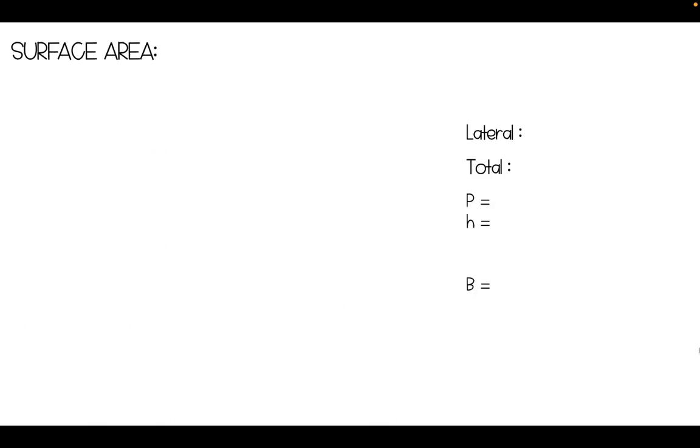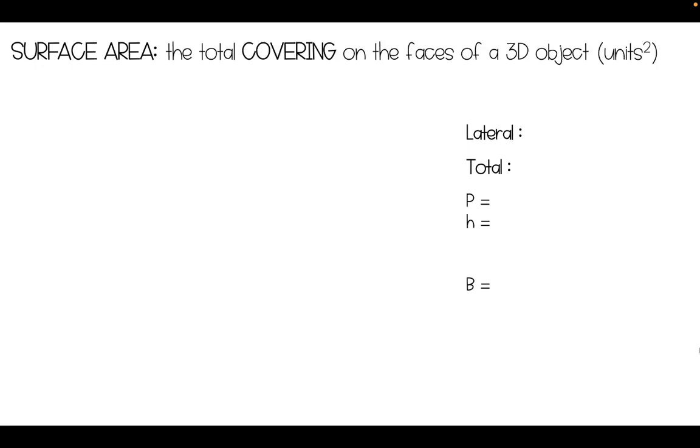So the next thing we're going to jump to is surface area. So surface area, instead of being the inside object space, it's the outside. It's the total covering on the faces of a 3D object. So in case you were trying to wrap a present or put a label on something, you would find the surface area. And we still have three shapes with surface area.